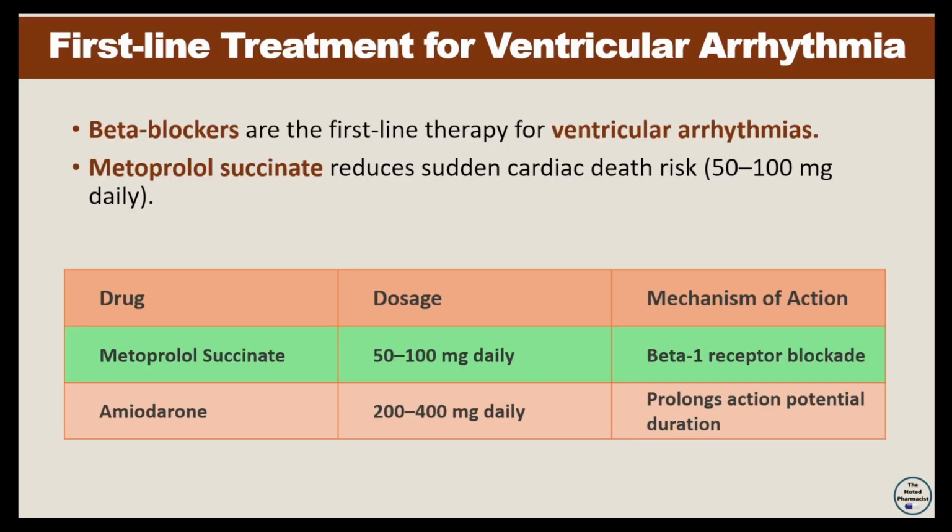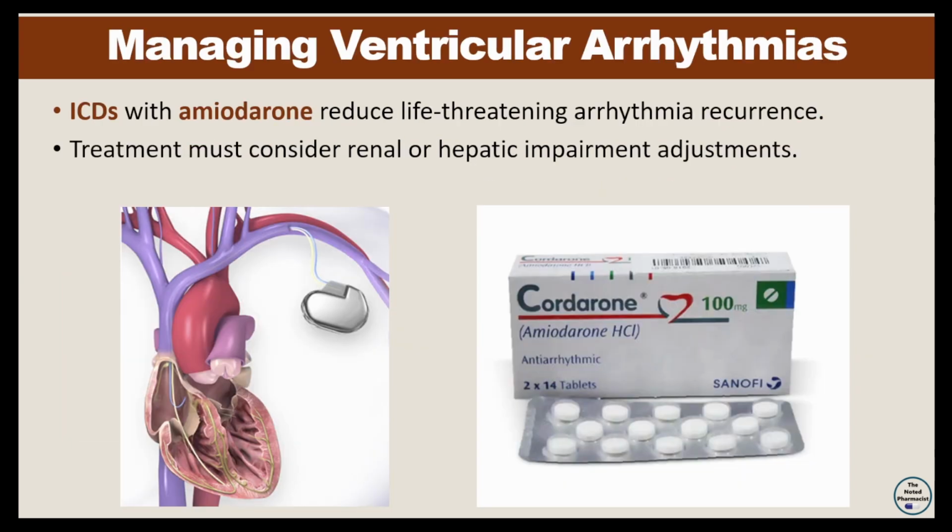In cases of ventricular arrhythmias, first-line treatment typically involves beta blockers, particularly metoprolol succinate, 50 to 100 mg daily, to reduce the risk of sudden cardiac death. Amiodarone, 200 to 400 mg daily, is used to prolong action potential duration. For patients with life-threatening ventricular tachycardia or ventricular fibrillation, implantable cardioverter defibrillators, ICDs, are often combined with amiodarone to suppress recurrent arrhythmias. Individualization of treatment, such as adjusting doses or choosing alternative agents, is crucial in patients with renal or hepatic impairment.